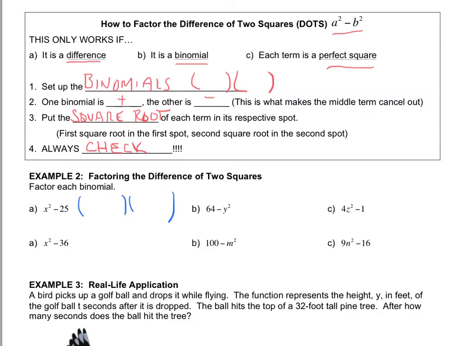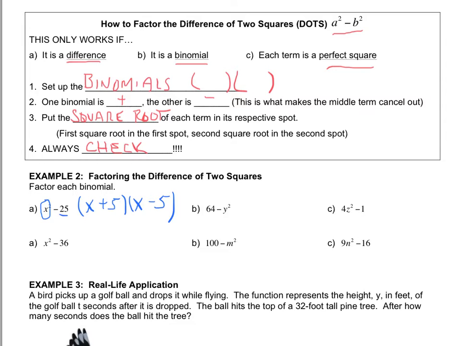The second step says one is positive, one is negative, or one is minus. The next step says to take the square root of the term, so the square root of x squared is x, the square root of 25 is 5, and again, check it. Well, if I do x times x, I get x squared. If I do the 5 times the negative 5, I get negative 25. But then if I focus on the middle terms, I get 5x and a minus 5x. And that's where they cancel out, which gives me the x squared minus 25.